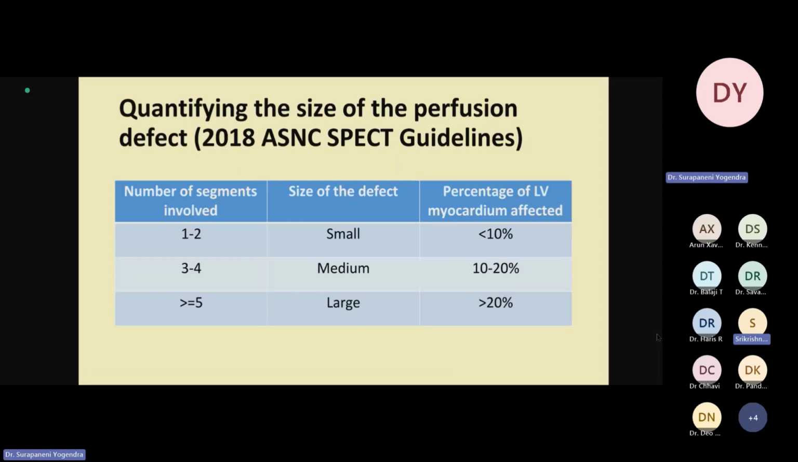Now, quantifying the size of perfusion defect based on the 2018 American Society of Nuclear Cardiology and SPECT guidelines. Number of segments involved: 1 to 2 segments is a small defect, 3 to 4 is a medium-sized defect, and 5 or more segments involved is a large defect. Based on the number of segments, the percentage of LV myocardium affected would be less than 10% for 1 to 2 segments, 10 to 20% for 3 to 4, and more than 20% for 5 or more segments involved.